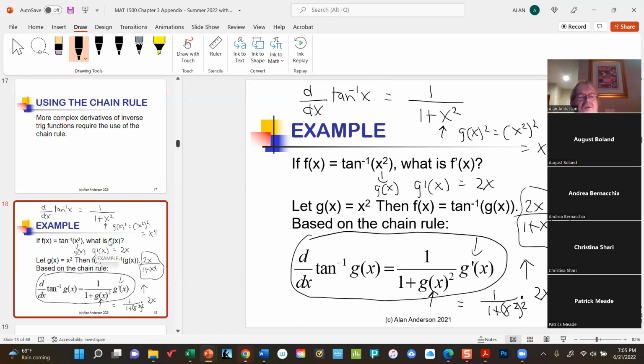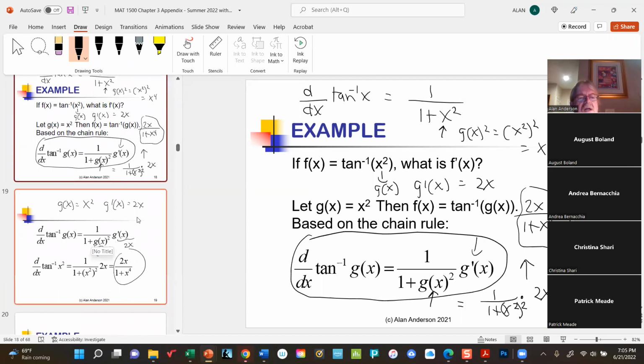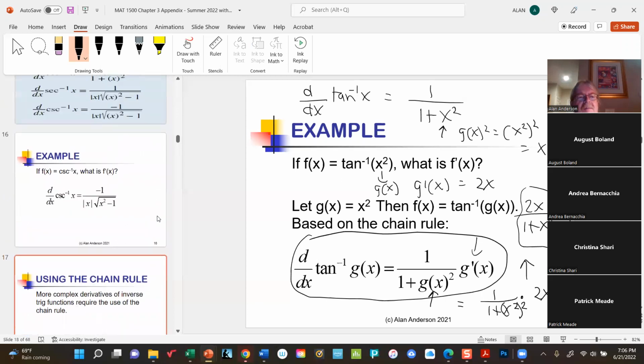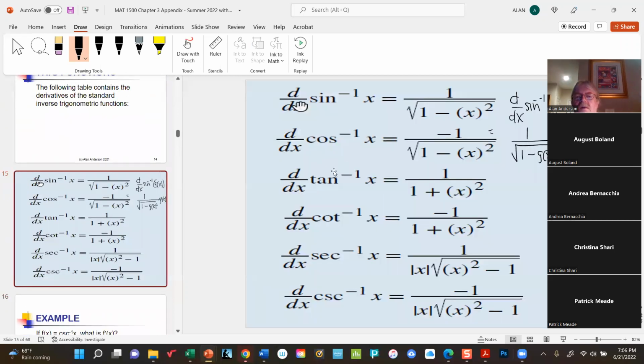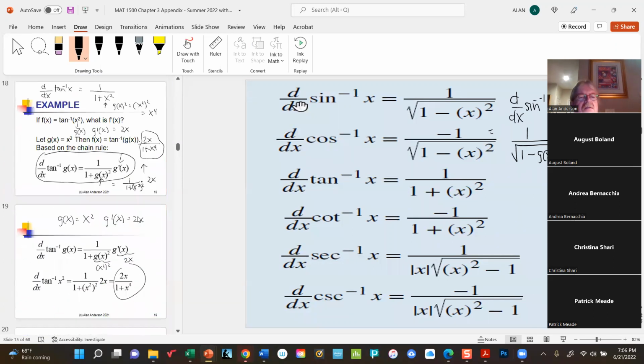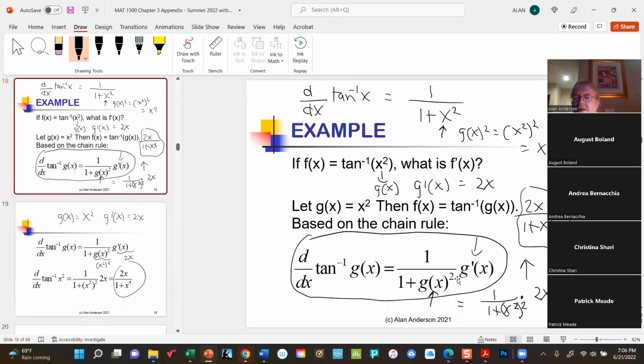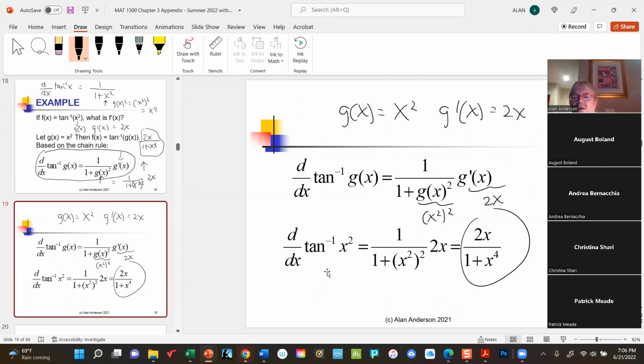Okay, so we did a few of these. In this case, for example, the arctangent of x squared, when you apply the formula, remembering from this chart that we need 1 over 1 plus g of x squared times g prime of x, and assuming that x squared is the g of x, what we wind up with here is 1 over 1 plus x squared squared.